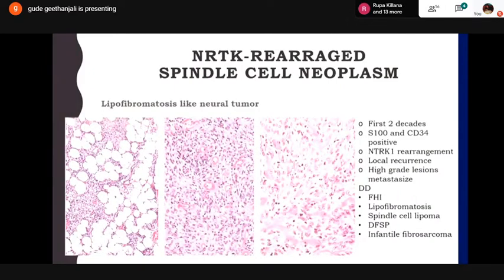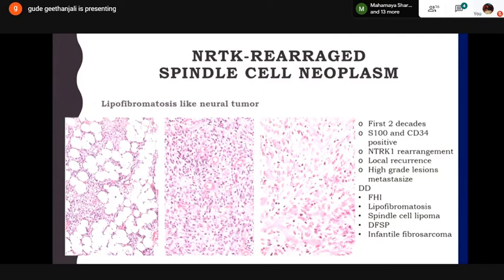So this is a recent, emerging entity present in the WHO 2020, which is the NTRK-rearranged spindle cell neoplasm. This entity was previously identified as lipofibromatosis-like neural tumor. As the name suggests, the morphology is just like lipofibromatosis, but like a neural tumor, we have expression of S100 by this spindle cell proliferation, which you can see present in between the adipose tissue. In addition, they have identified ropey collagen, similar to that of spindle cell lipoma, and even perivascular hyalinization or collagenization is present.